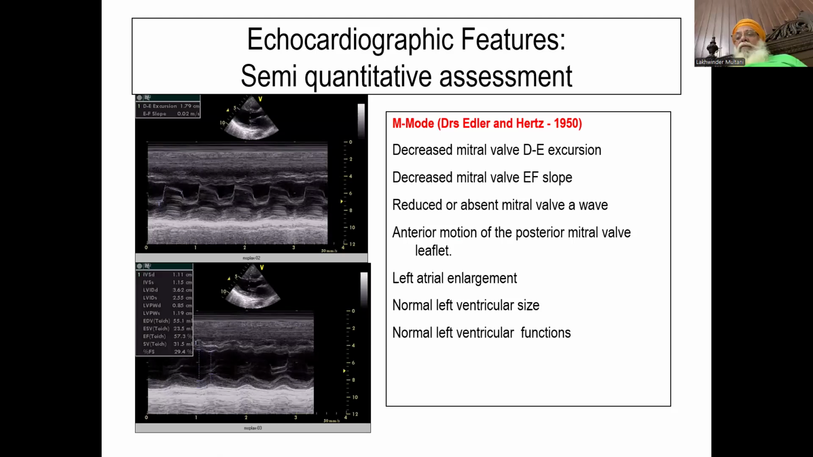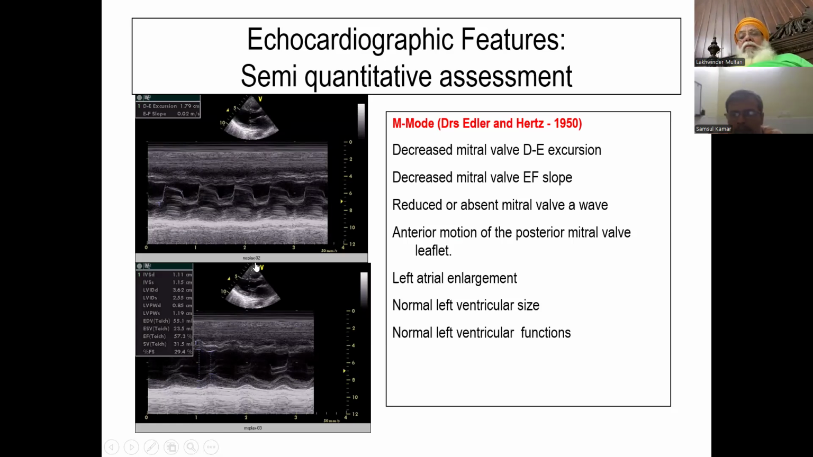Let me go to certain important things which have been used in the past for a long time, and people do ask about them again and again. Whenever the mitral valve leaflet opening is restricted, the D slope or D excursion would be reduced. Then the slope of EF is significantly reduced. Next important thing is, if you look at the LV, the LV would be always normal in size, whereas the LA would be always large in size.